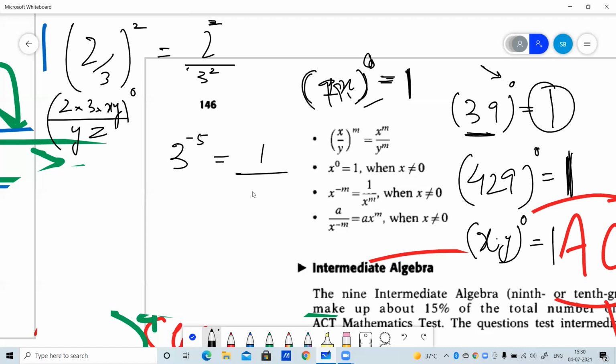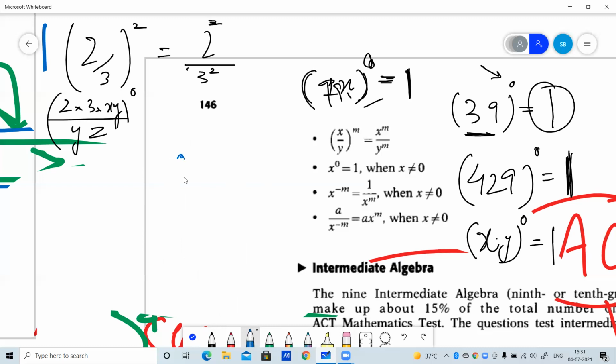Change the sign of the power. Whatever the sign is, change it. If it's negative, change it to positive. If it is positive, change it to negative. What is 3 to the 5 if you want to change it to the denominator? 3 to the negative 5, correct.